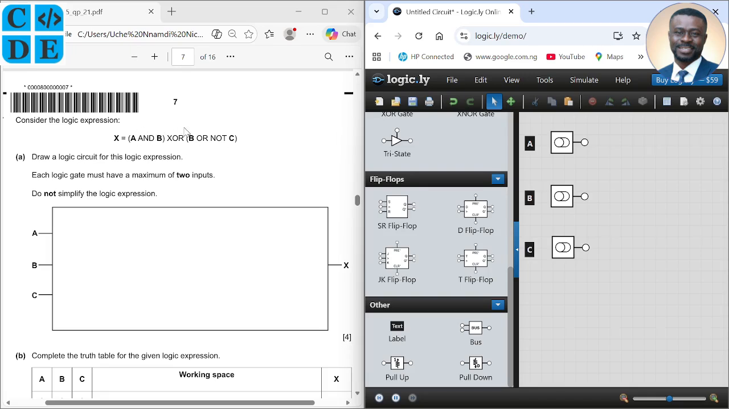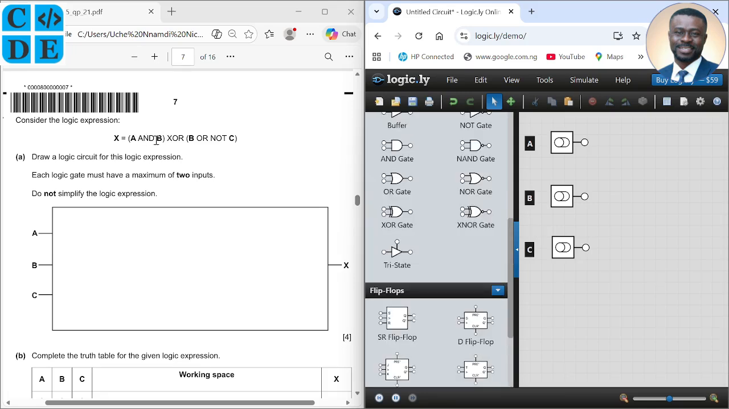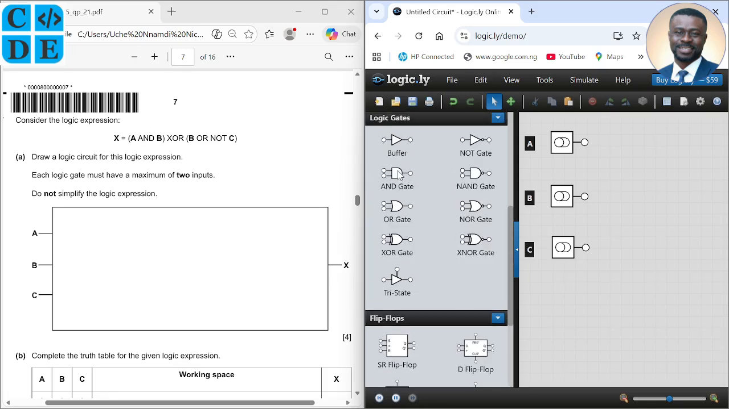So how do we do that? We start from the inside. Whatever we have in the bracket, remember the idea of BODMAS, the bracket first. So we are going to start from the inside to represent what we have on the inside and then finish on the inside with this before we can now join the output of both of them to the exclusive OR gate. Okay, so if you check here is A and B, so I'm just going to get the AND gate. That's the AND gate, so I'll drop it there.